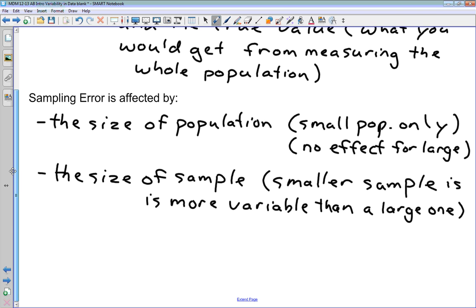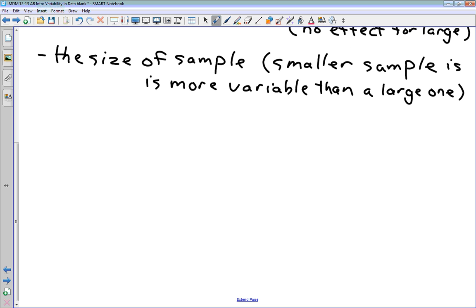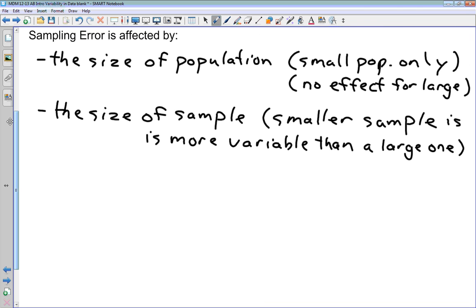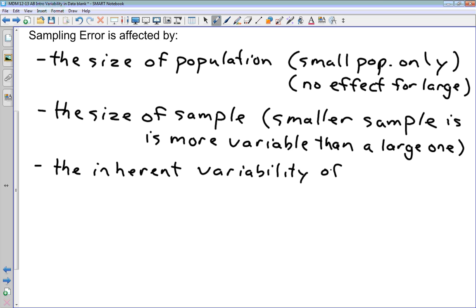So one of the big questions in statistics is how big should your sample be? How many people is enough to survey so that your answers, while never going to be perfect, are good enough? And finally, often the thing that you're trying to measure is inherently variable. The inherent variability of the thing being measured.